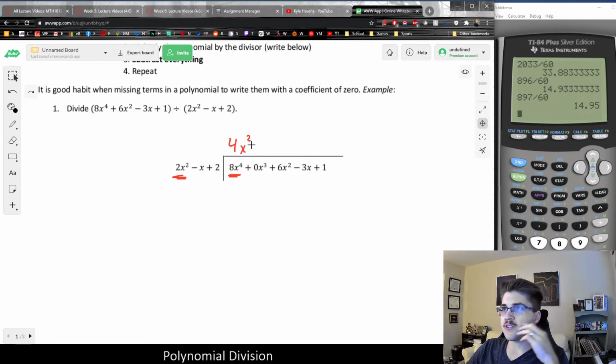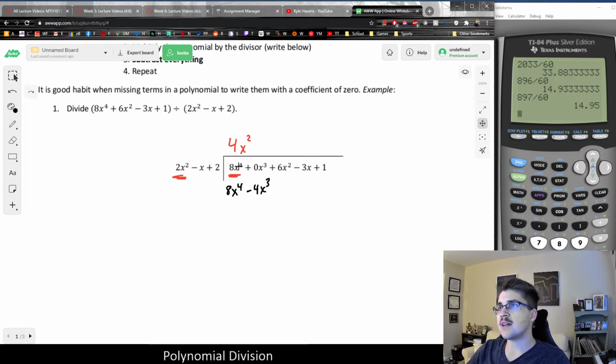Then once we match, now we're going to multiply this monomial to the entire divisor. So 4x squared times 2x squared minus x plus 2. Again, we must use the distributive property. This 4x squared will multiply to all, because when we're multiplying a binomial by a trinomial, every term must multiply by that. So this would leave us with, well, of course, 4x squared times 2x squared would be 8x to the fourth. 4x squared times negative x would be negative 4x cubed.